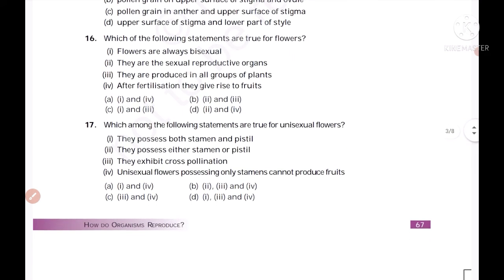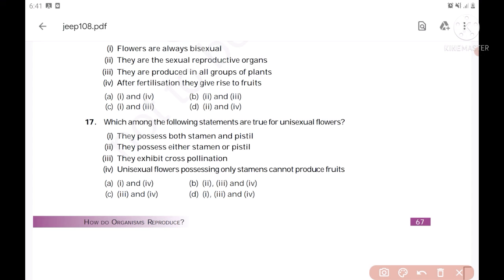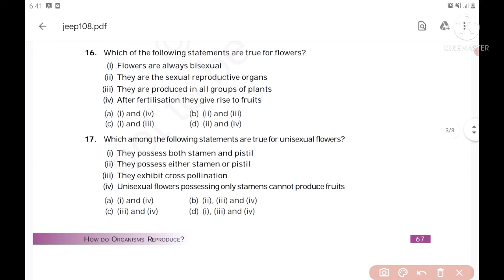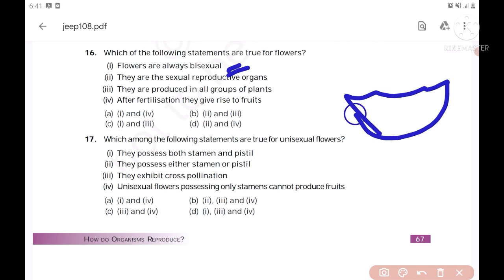Which of the following statements are true for flowers? Flowers are always bisexual. Oh, the question is covered once again. Which of the following statements are true for flowers? Flowers are always bisexual. They are sexually reproductive organs. They are produced in all groups of plants. After fertilization, they give rise to fruits. Okay. They're always bisexual. It means that, what is bisexual and unisexual? I said it in the previous video, but I'll just repeat it.